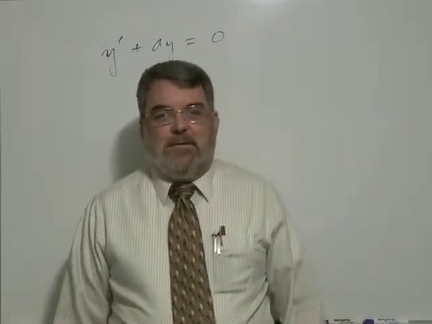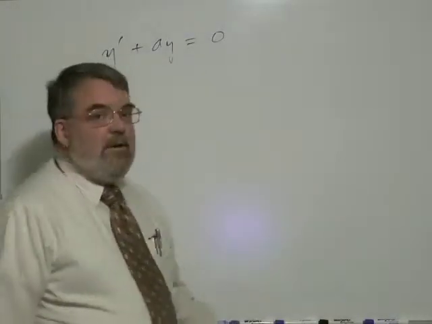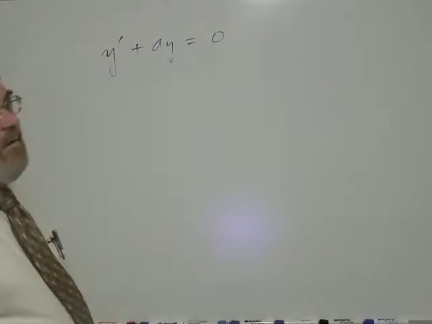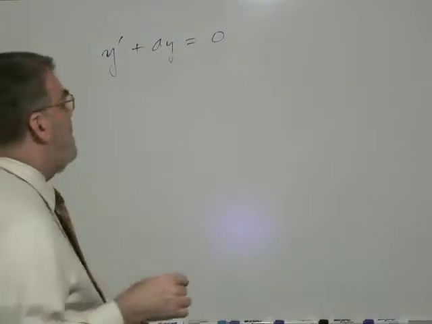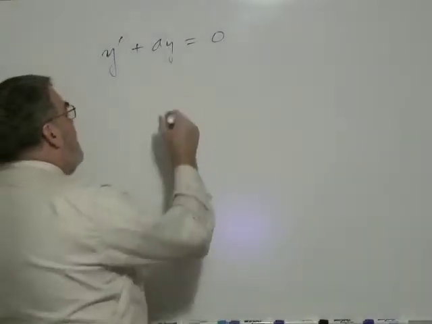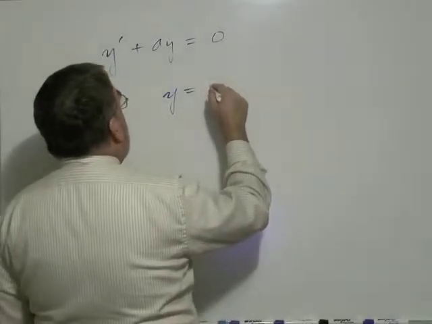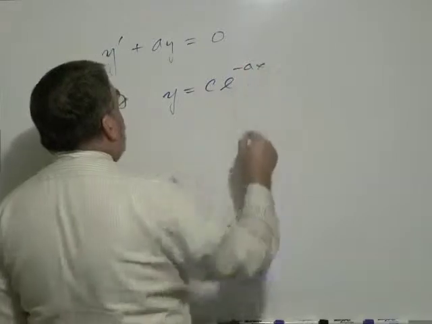Before we tackle the second order equations, or higher order equations, I want to look at this very simple first order linear equation, y prime plus ay equals 0. And it's easy to figure out using techniques we've already studied that the solution to this problem is y equals a constant, c, times e to the negative ax.